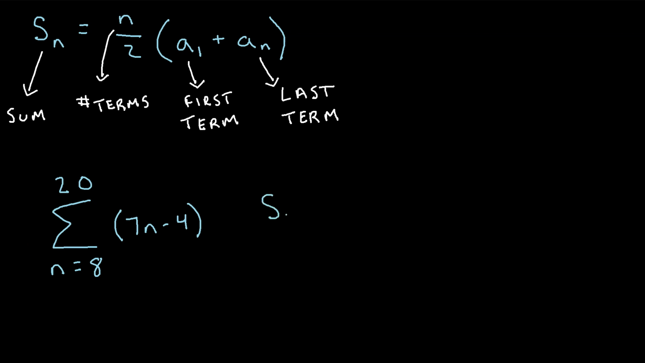So we'll say the sum is equal to n over 2. N is the total number of terms. And remember, we said we can do the top number minus the bottom number plus 1. So we'll do 20 minus 8 plus 1. This is what n is equal to. 20 minus 8 is 12, plus 1 is 13. So n is 13, so we'll say 13 over 2 times a sub 1. That's the value of the first term.